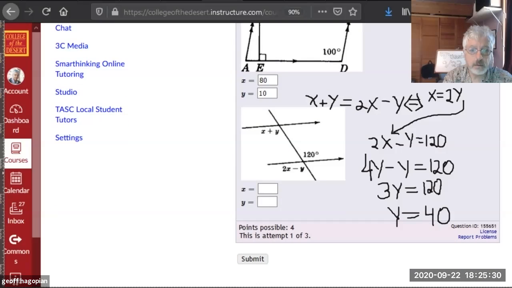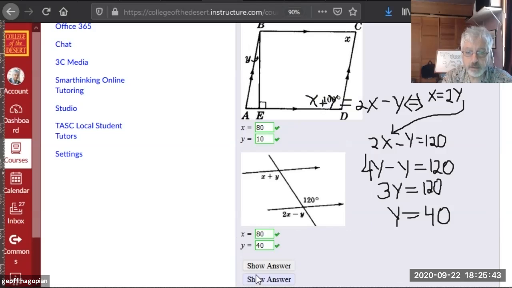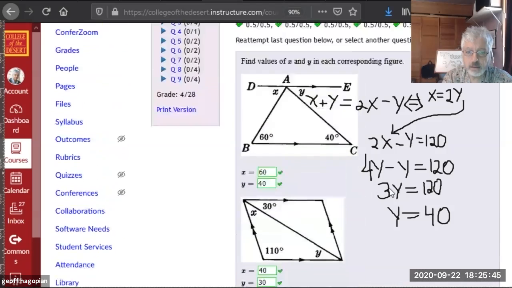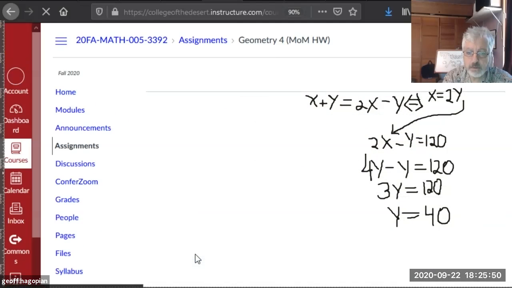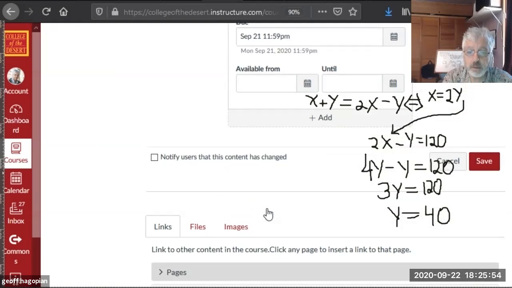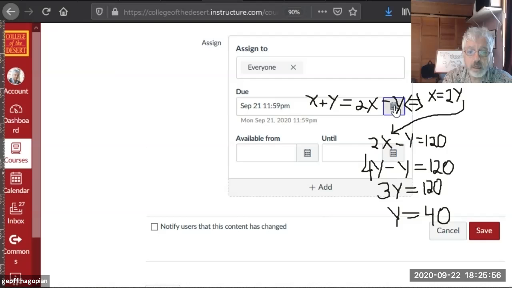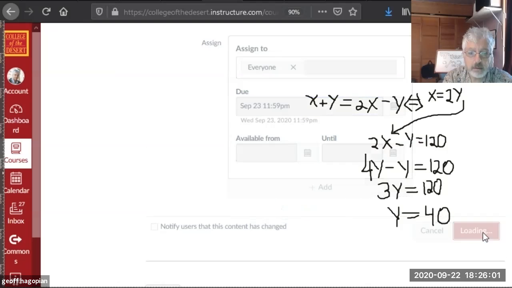Let me scroll to where we're supposed to be here. And so x is 80 and y is 40. Is that what you got for this one? Okay. So let me submit. Yeah, so these are all correct. All right, that's good. Then I'm going to go down here and say edit assignment settings. And I think one of the settings is like when it's due, right? And so let's push that off to tomorrow.